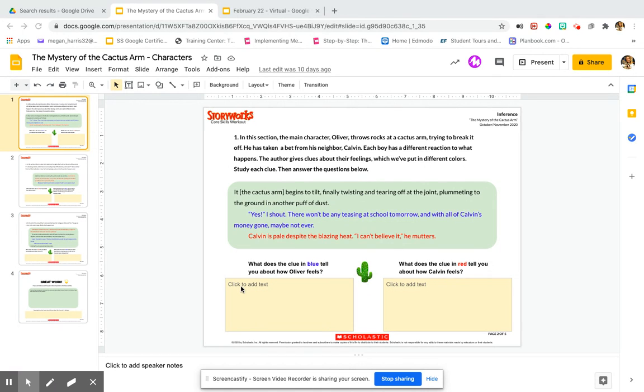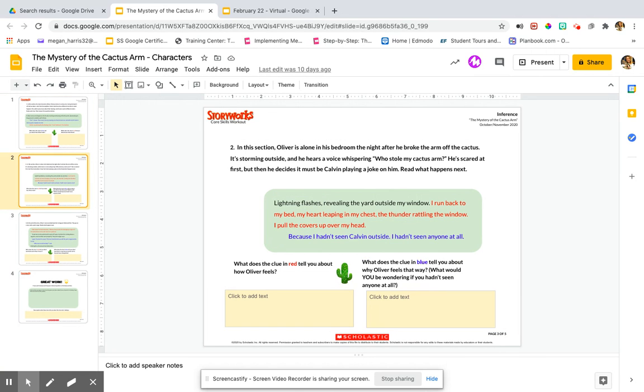What does he have to do now? Well, he has to pay Oliver $15. And so I think Calvin is probably feeling shocked or angry or sick to his stomach. He can't believe that Oliver's done it, and he's upset that he's going to have to pay Oliver the $15. Okay? All right, let's look at our next set here.